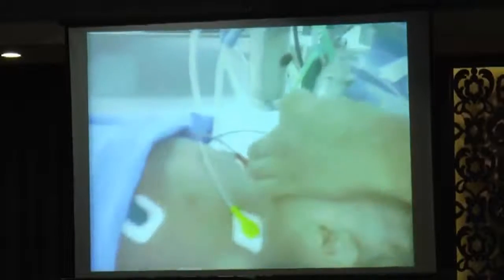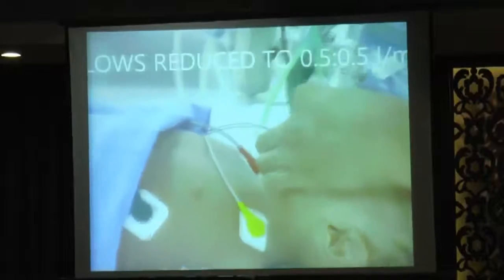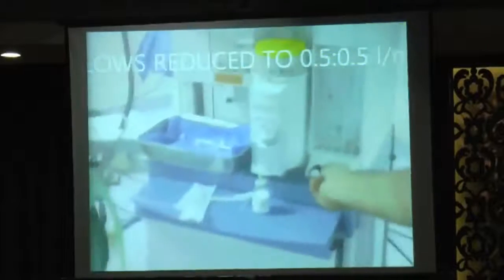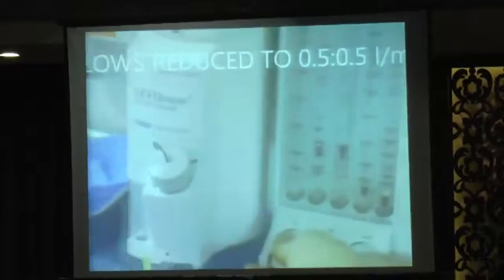Now once the induction is done, what we do is we bring down the flows to around 1 liter per minute. We never go below 1 liter per minute total fresh gas flows with sevoflurane. The flows in this case are reduced to 0.5. We have tied our mask.